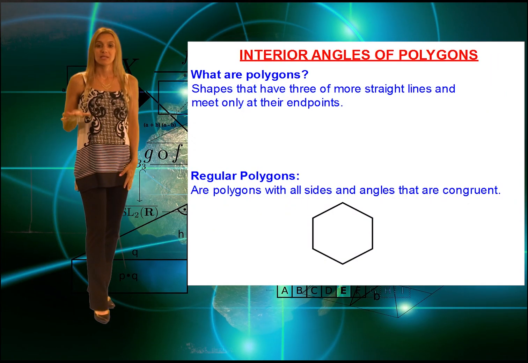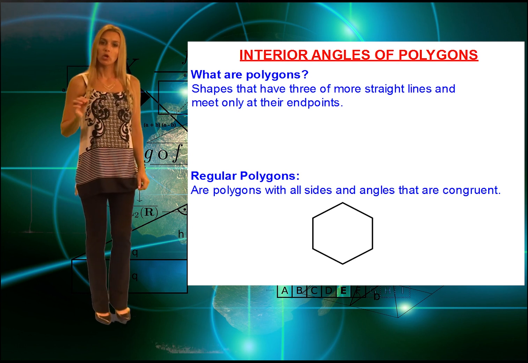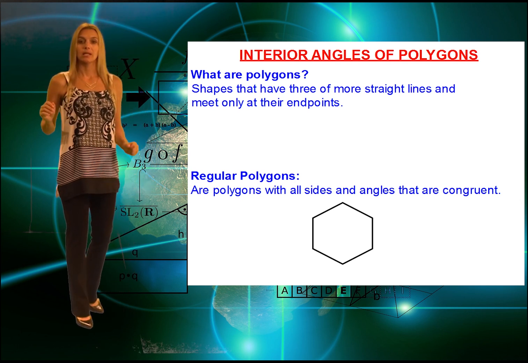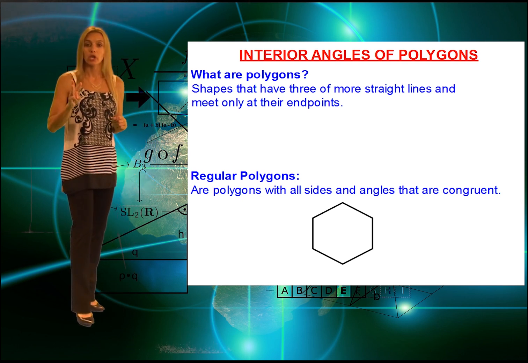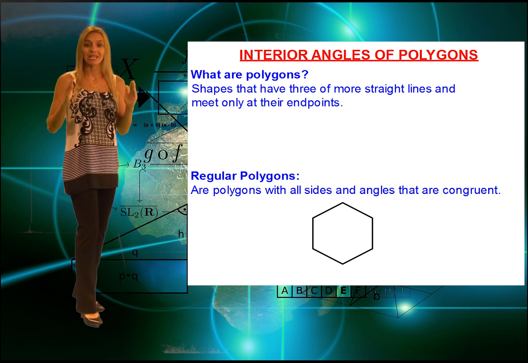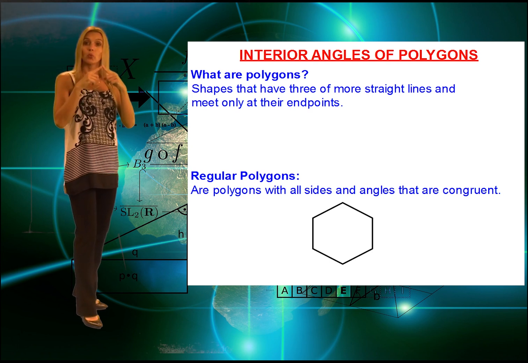We will discuss interior angles of polygons. Now first, let's see, what are polygons? Well, polygons are shapes that have 3 or more straight lines, and these lines only meet at their endpoints. All right? So what is a polygon?